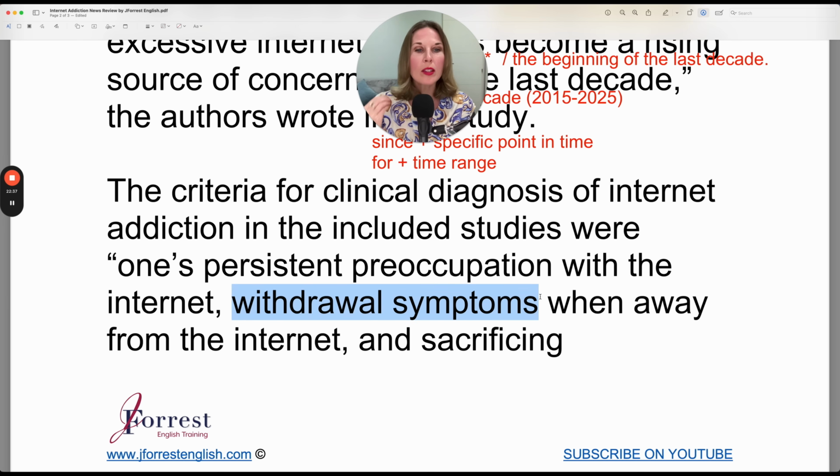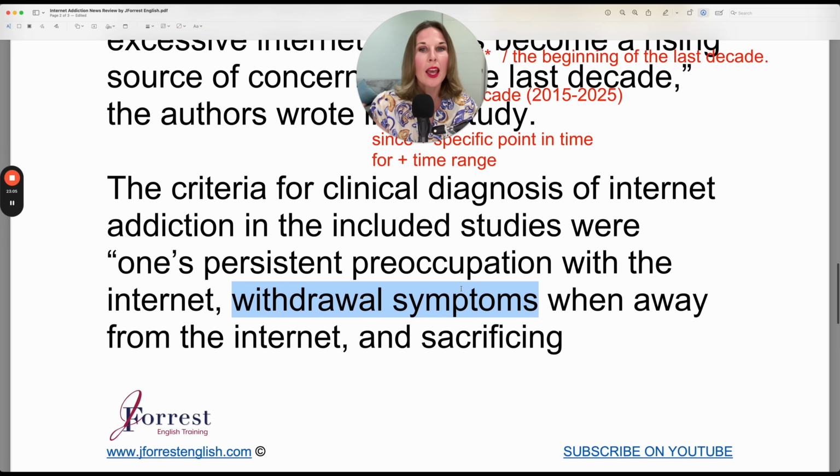A withdrawal symptom means that you either feel something physically, your hands might start to shake. For example, that could be a withdrawal symptom of someone who's trying to quit smoking. Their hands might start to shake, or it can be more emotional. You just feel really anxious or frustrated when you're away from the internet. So when you're not using the internet.